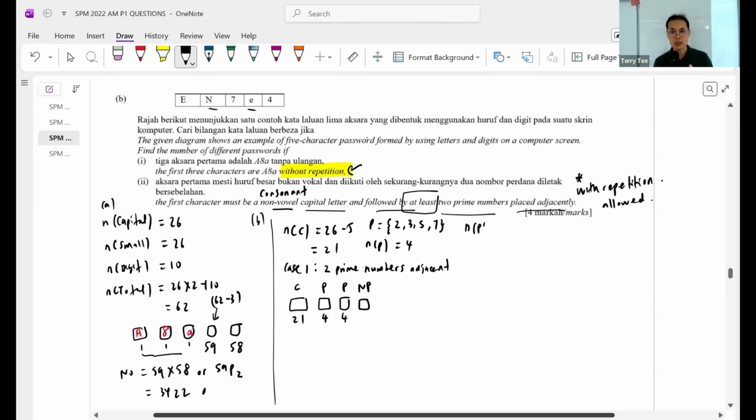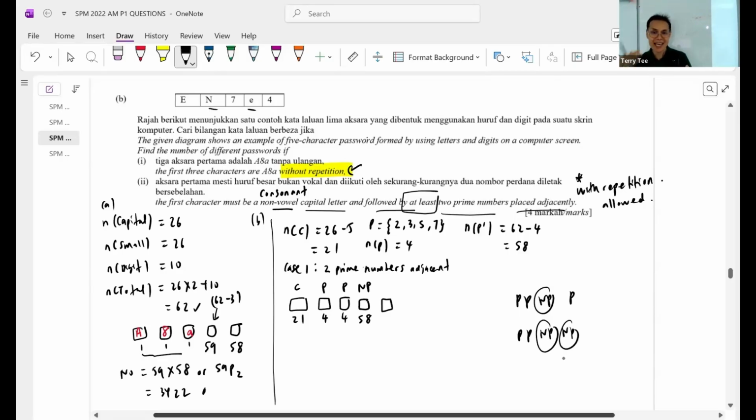Non-prime number. Total is how many cases? 62, right? You minus prime number, how many? 4. Answer? 58. So this is 58. The next one, can you have prime number? Can. Because the question says two prime numbers adjacent. Maybe I can have prime, prime, non-prime, and the next one can be prime as well. It can be prime, it can also be non-prime. So your fourth one can be anything.